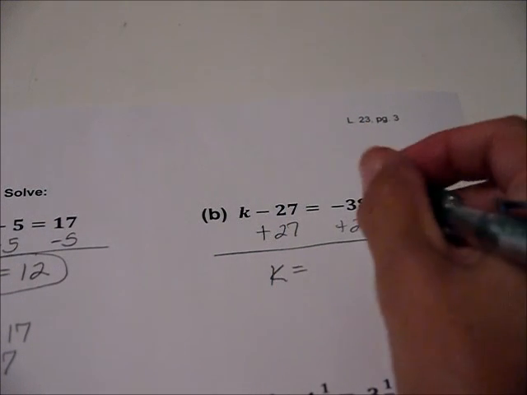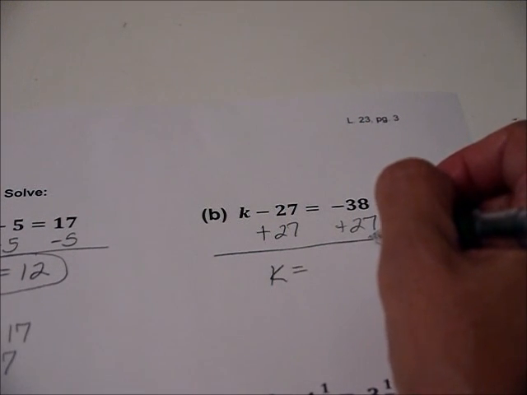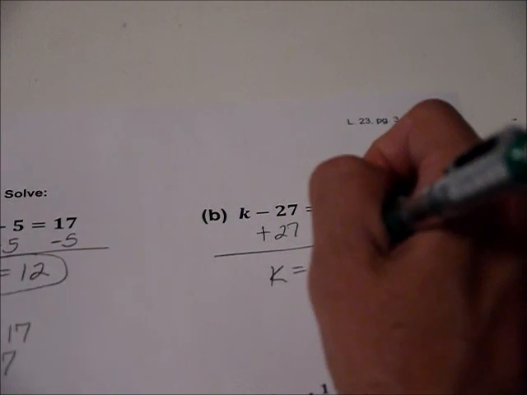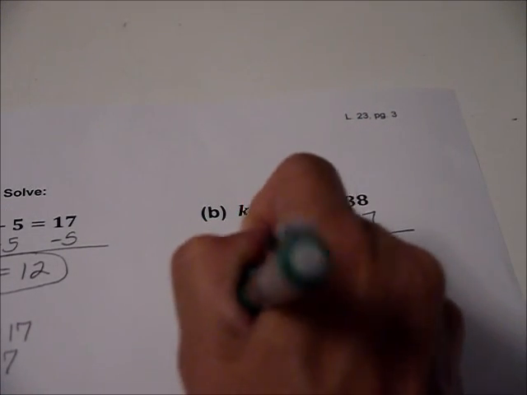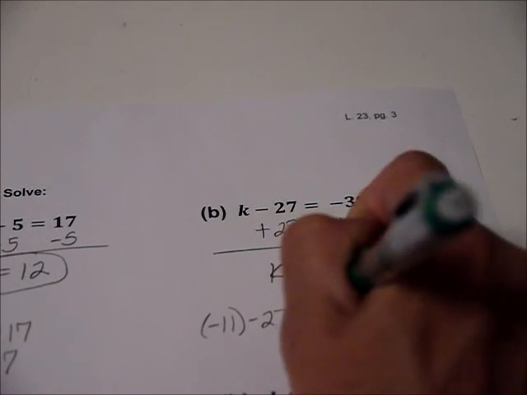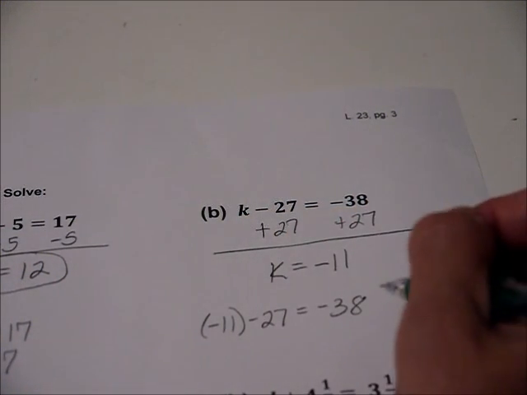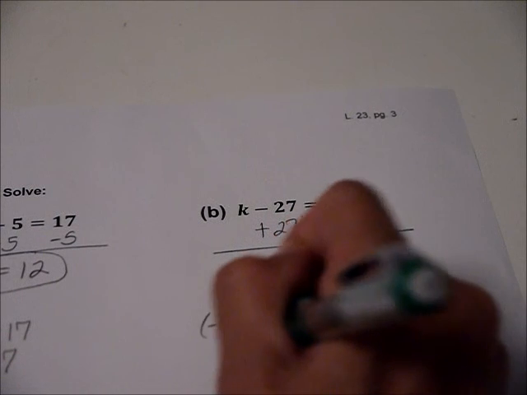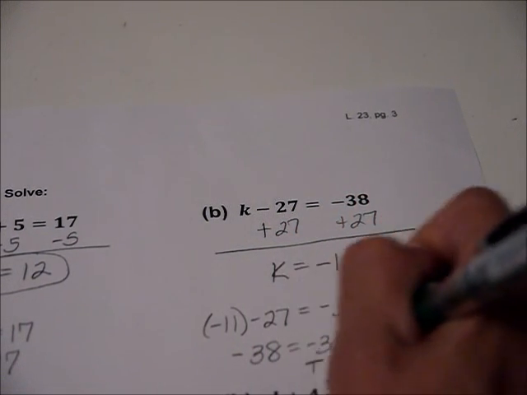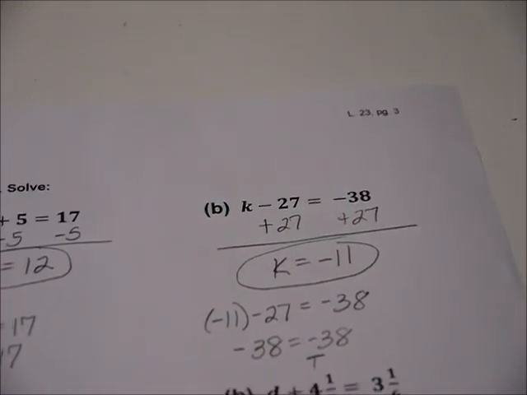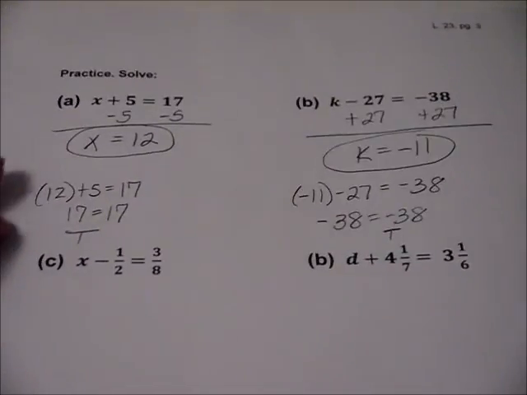All right, this time we're going to add 27 to get rid of what's over here. And I'm going to get, what is that? 11. I'm going to get -11, okay? And then I'm going to try it to check and see what we get. -11, yes, -38. And it's true, so we know that the answer is correct.